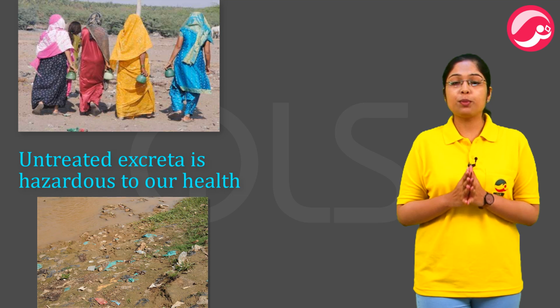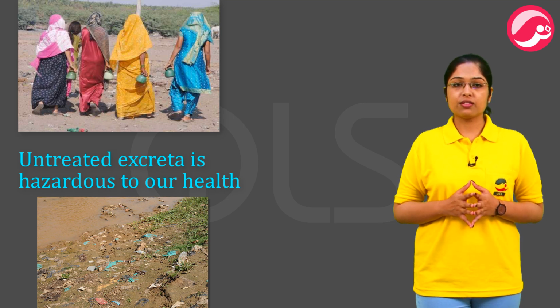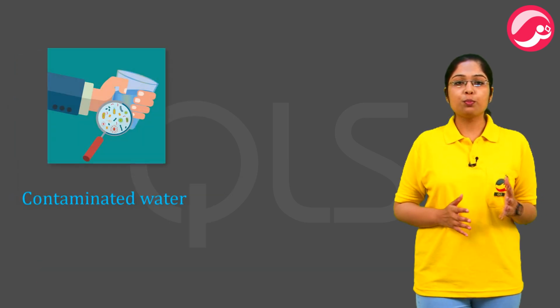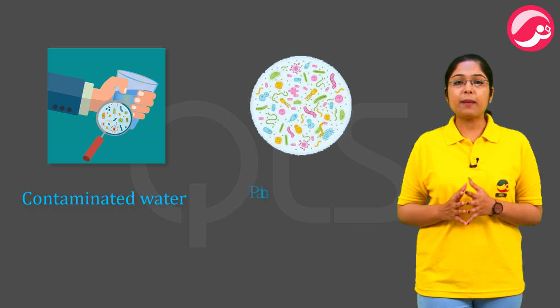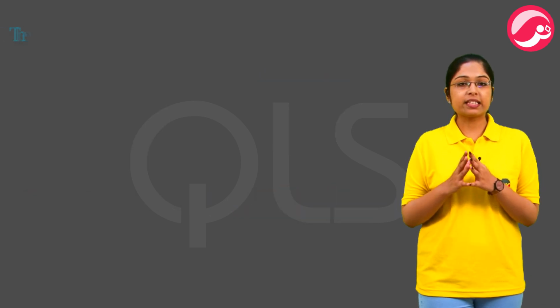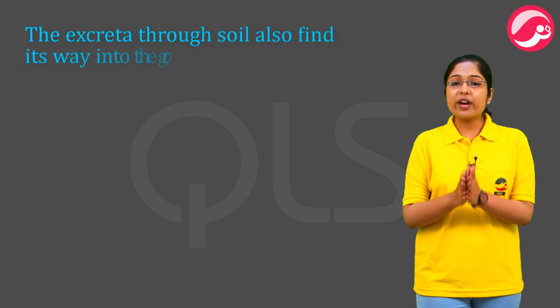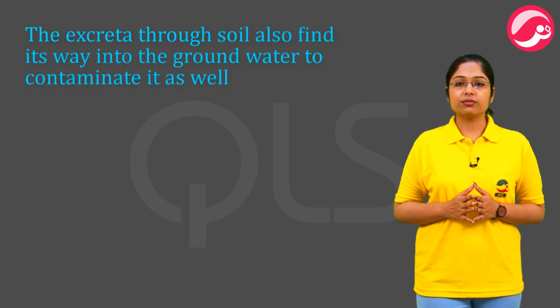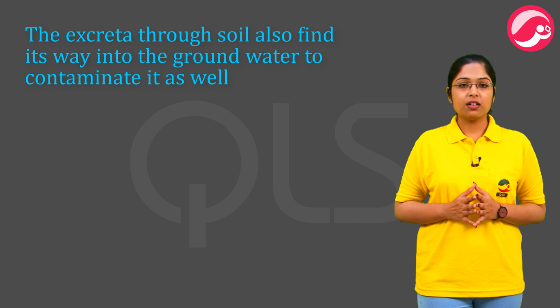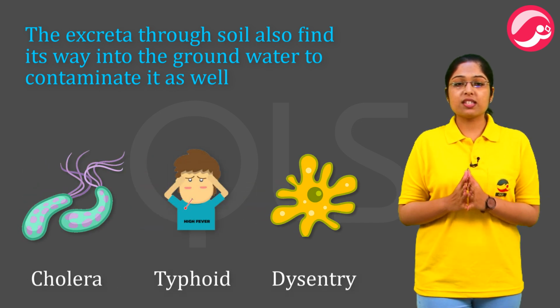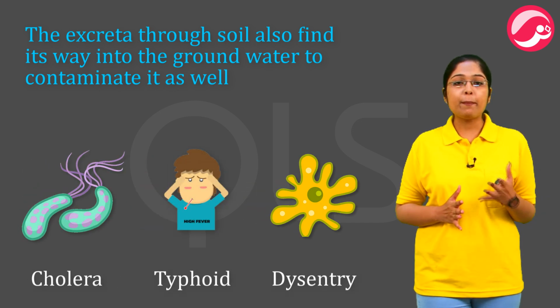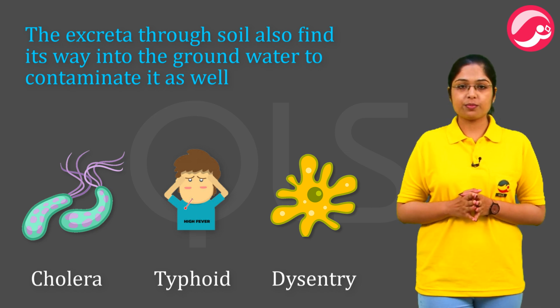Water and soil get polluted by open defecation. Contaminated water and soil prove to be the breeding grounds of many pathogenic microorganisms. The excreta through soil also finds its way into the underground water and contaminates it as well. This further causes diseases like cholera, typhoid, polio, hepatitis and dysentery.